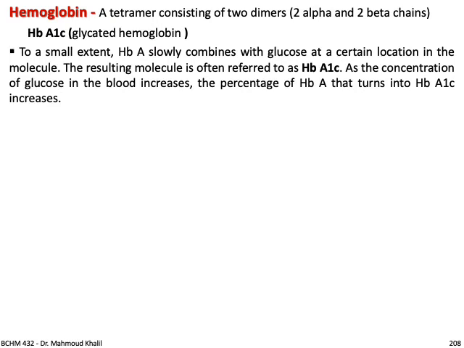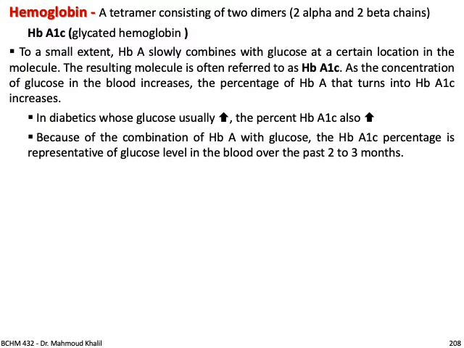Hemoglobin A1C is actually called glycated hemoglobin. To a small extent, hemoglobin A slowly combines with glucose at a certain location in the molecule. The resulting molecule is often referred to as hemoglobin A1C. As the concentration of glucose in the blood increases, the percentage of hemoglobin A that turns to HbA1C increases because it binds with glucose.